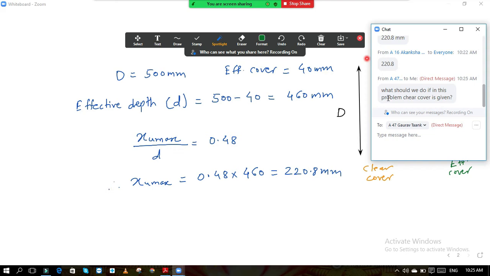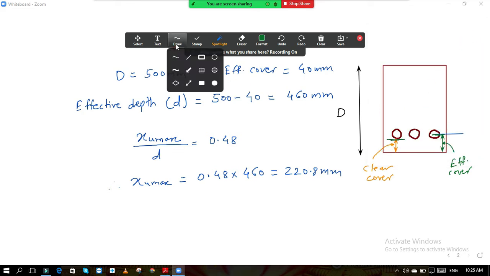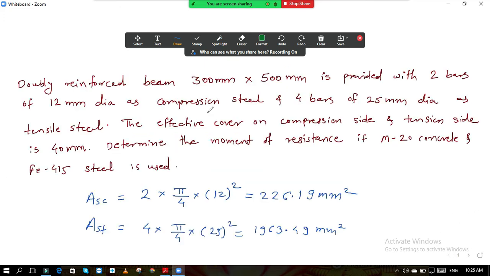Yes, sir. Okay, so the next question is what should we do if in this problem the clear cover is given? Then you need to subtract half of the bar diameter, which is also given to you. Suppose this problem is there. His question is, in this problem 40 mm effective cover is directly given to you. Now the question is what we should do if the effective cover is not given and the clear cover is given. So if this 40 mm is the clear cover, are you understanding the question? This is a very important concept, how to calculate the depth.